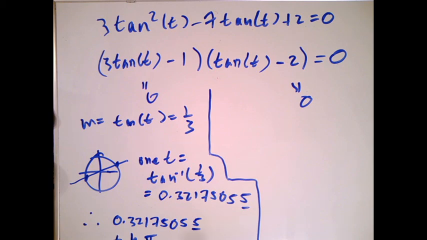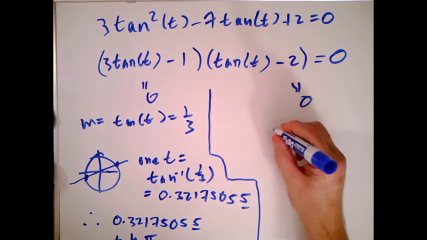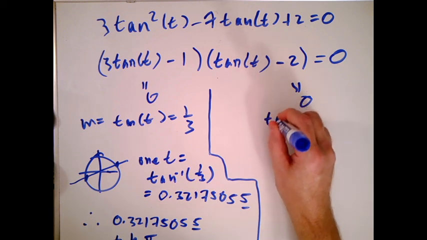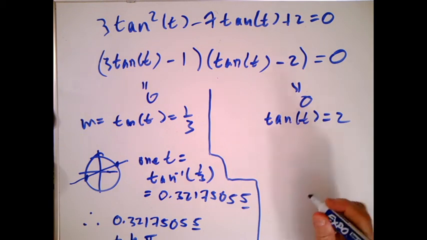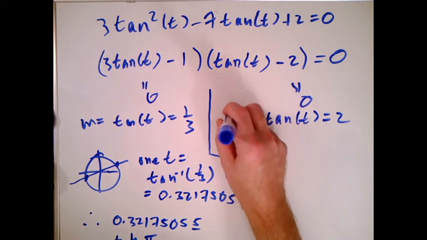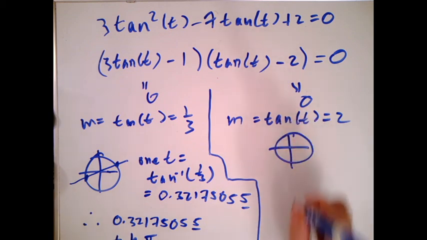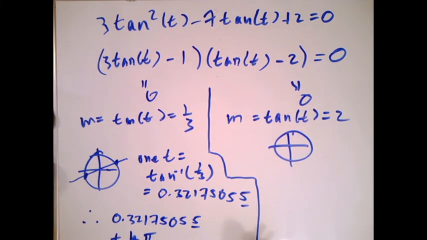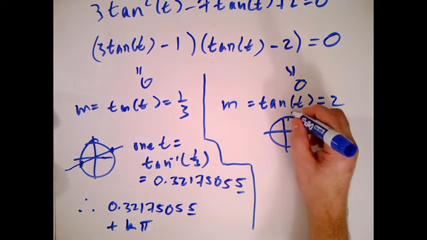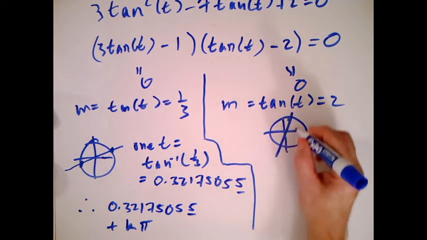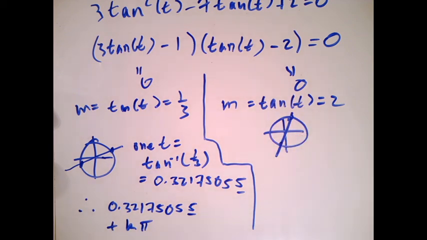What about the other one? I set the other one equal to 0, and I get tangent of t equals 2. Remember, tangent is slope, and we use m for slope. Drawing a little unit circle so I can see what's going on, we're now supposed to draw a line through the origin whose slope is 2. Well, that's going up pretty fast, so it goes up here like this. I'm thinking that's going to be 1.3-ish.